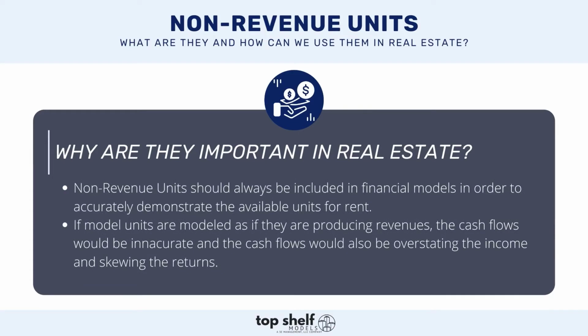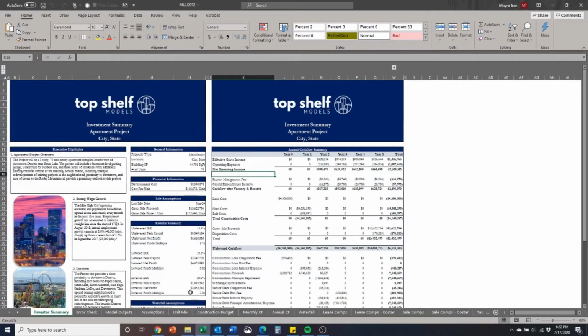Non-revenue units are important, and they should always be included in financial models in order to accurately demonstrate the available units for rent. If model units are modeled as if they are producing revenues, the cash flows would be inaccurate, and they would also be overstating the income and skewing the returns. So we always have to make sure to include non-revenue units. Obviously, if your multifamily complex has them, then include them, but if not, then you don't.